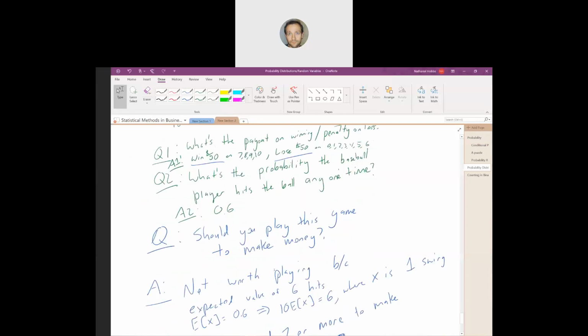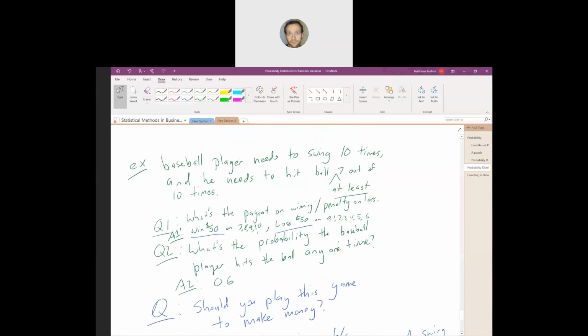And the first question was, for a player, if you can win $50 or you lose $50 here, is this a game that's worth playing if the baseball player has a probability on any single hit of 0.6? So that means that more likely than not, on a single swing, the baseball player will probably hit the ball. So it makes sense to bet that he will, in fact, hit the ball, because he probably will, 0.6 of the time.